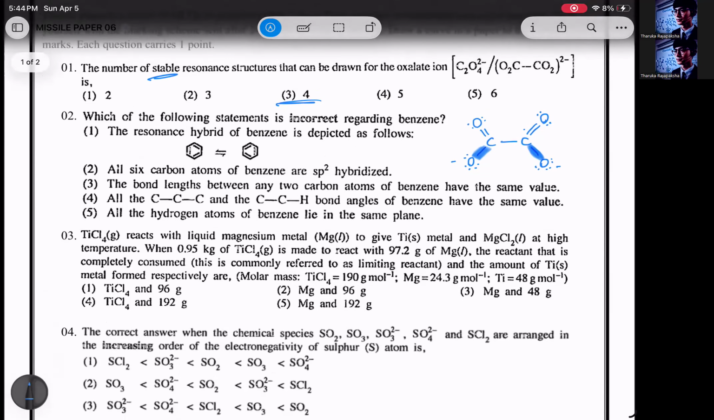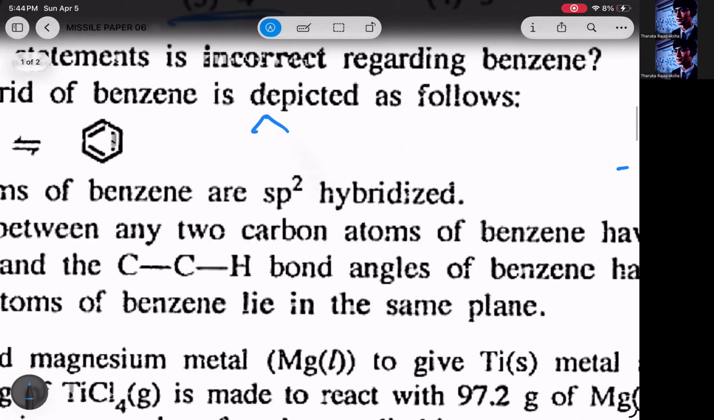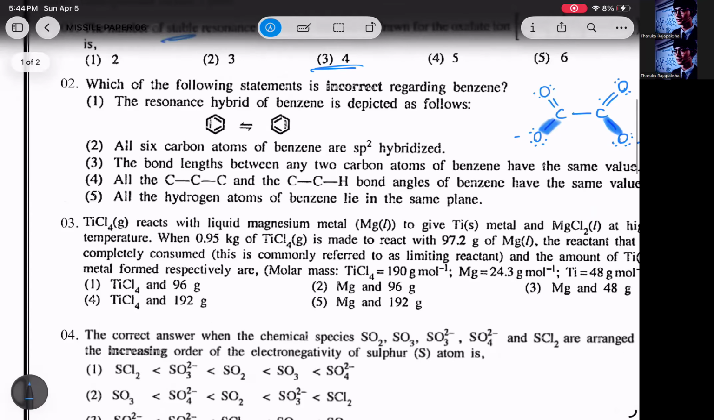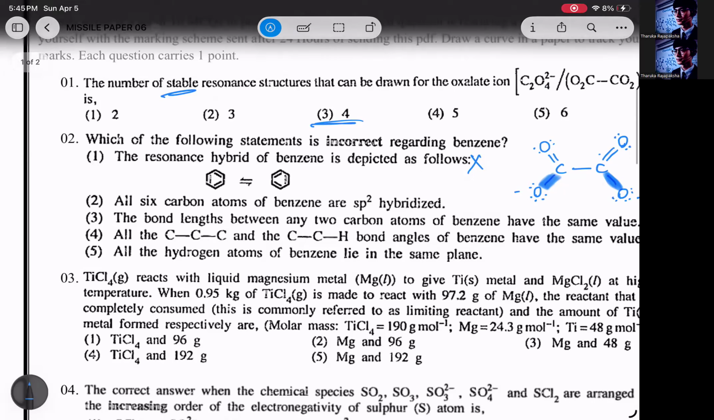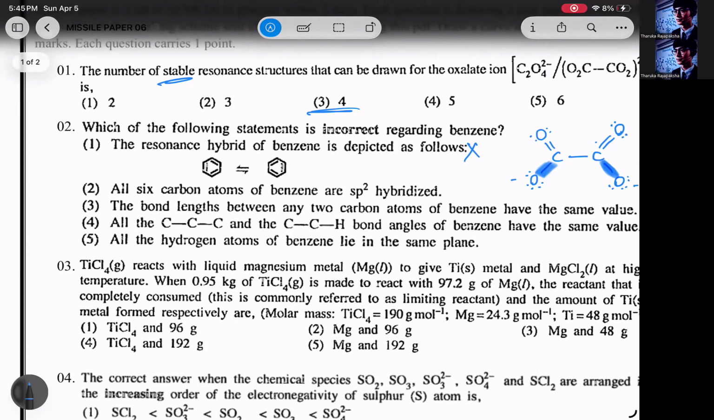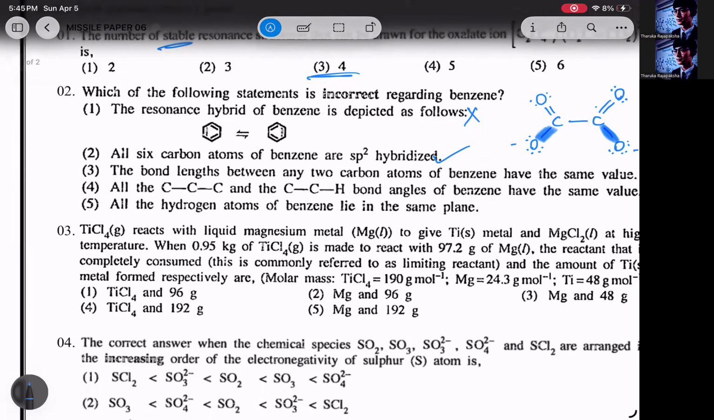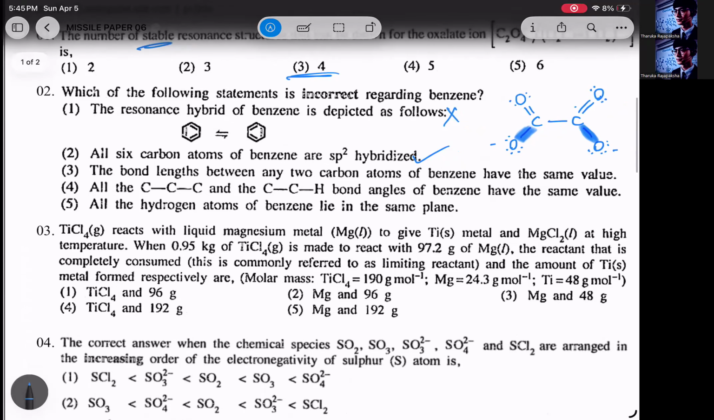Then the second one, which of the following statements is incorrect regarding benzene? The resonance hybrid of benzene is depicted as follows. No, the resonance hybrid of benzene is like this actually. This is not the resonance hybrid, it's actually the two resonance structures of benzene. So that statement is actually wrong. Second one, all 6 carbon atoms of benzene are sp2 hybridized. That's correct.